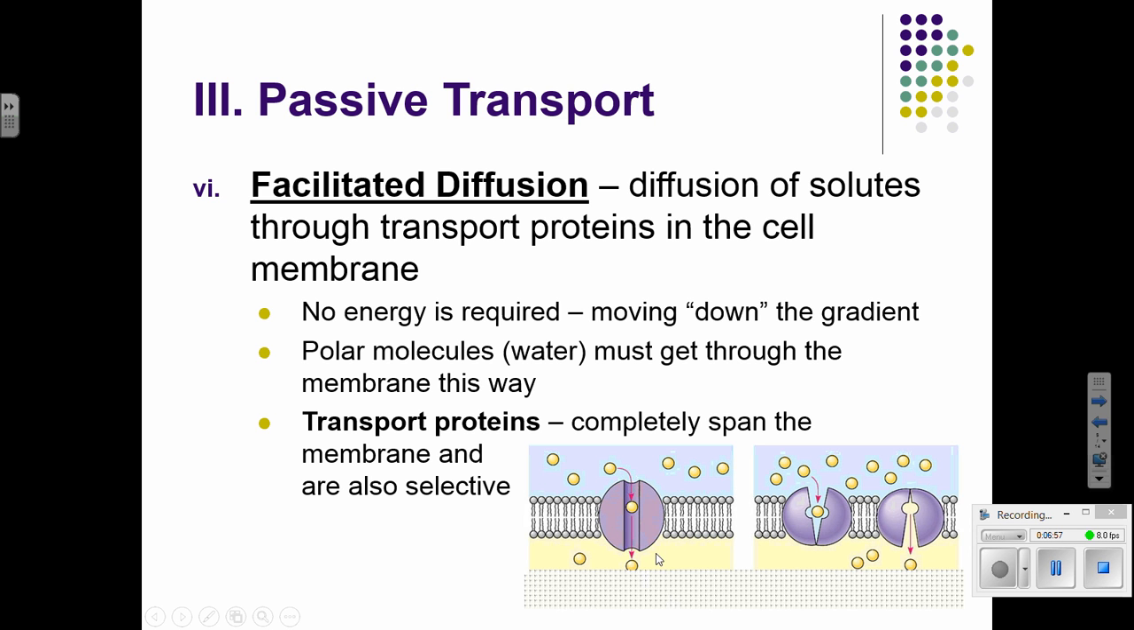It is selective, so it gets to choose what comes in and out, and they're just falling through. Okay, some of them will really regulate it, like the picture on the right. It's not letting it fall freely through. It is a closed gated channel, but again, not taking any energy to do that.